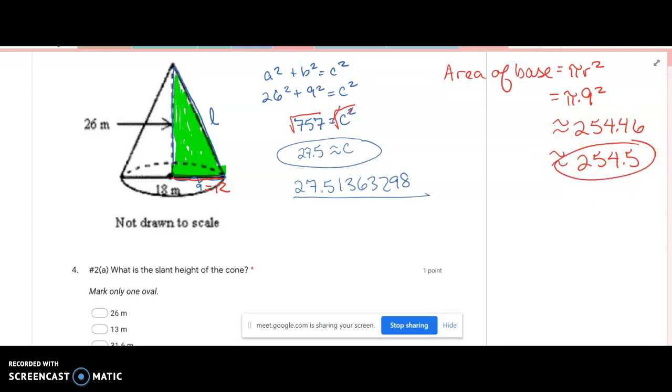The next part, part C, asked for the lateral area, which the formula for lateral area of a cone is pi times radius times slant height. So that's pi times 9 times the whole 27.51363... So make sure you're using all the decimal places.